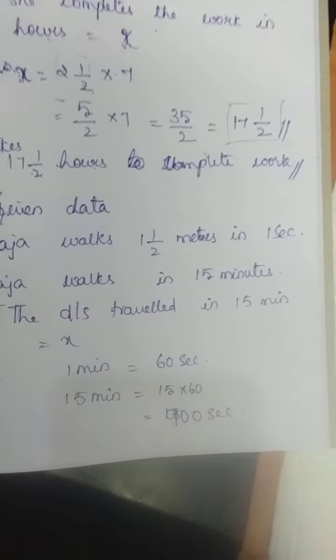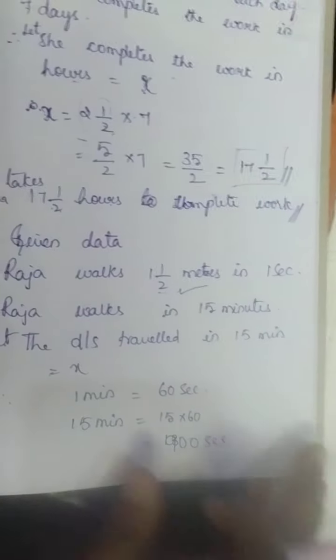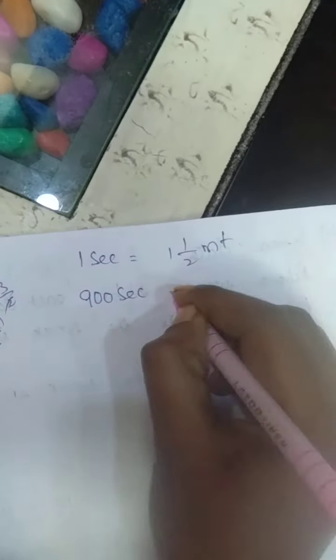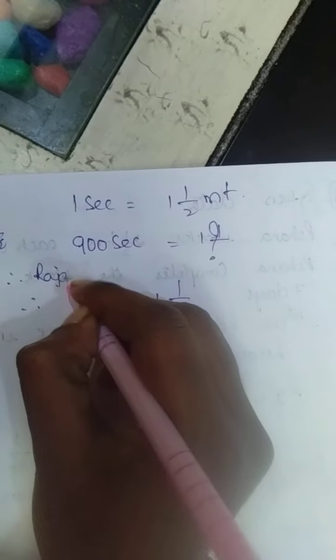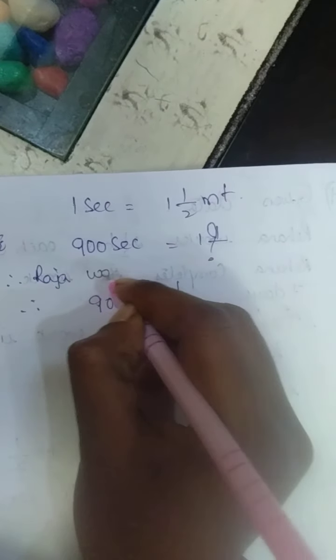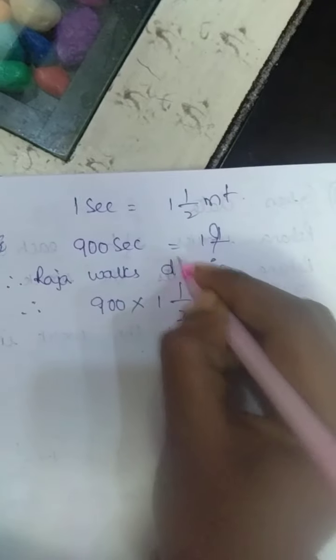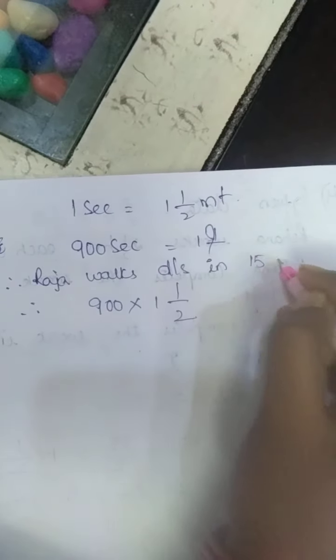So what is the distance for 1 second? He says 1/2 meters. 1 second equals 1/2 meters. Then you will get a total of 900 seconds. 900 seconds equal to how much? You have to find that. Therefore 900 into 1/2. Write here, what do you write? Raja walks distance in 15 minutes.